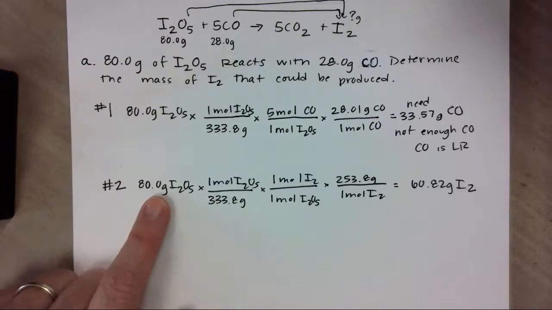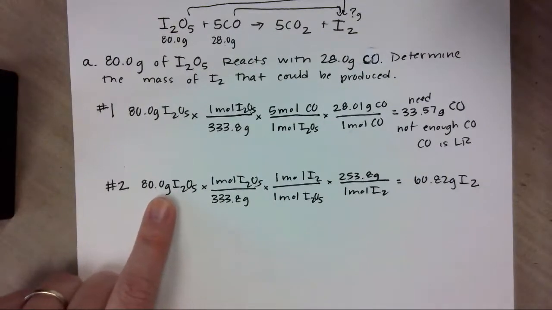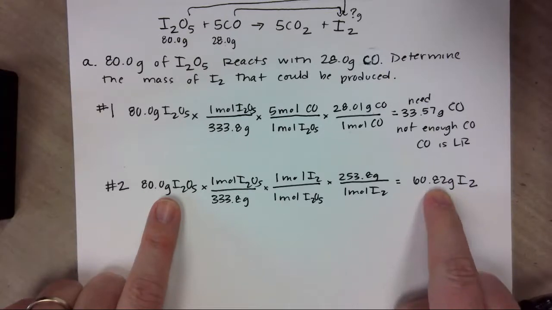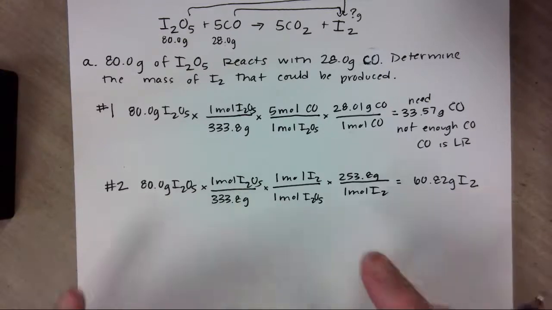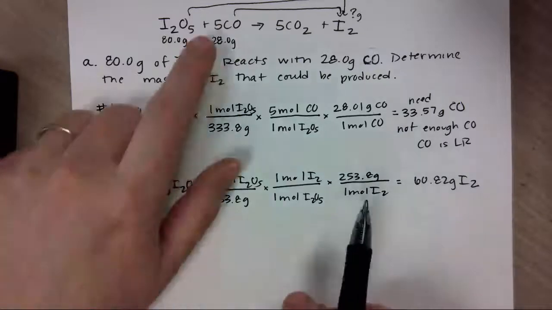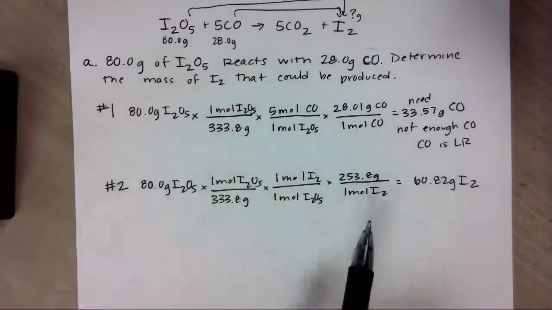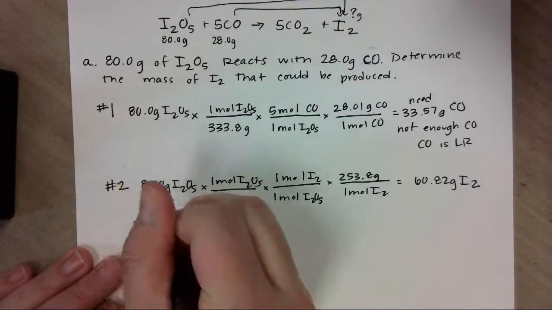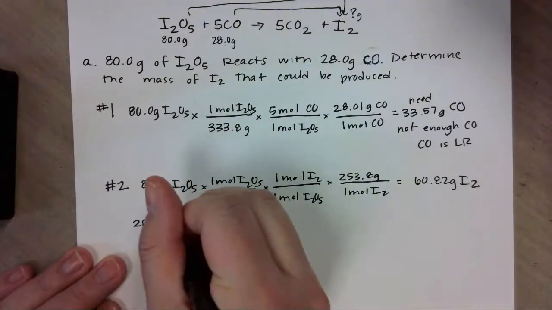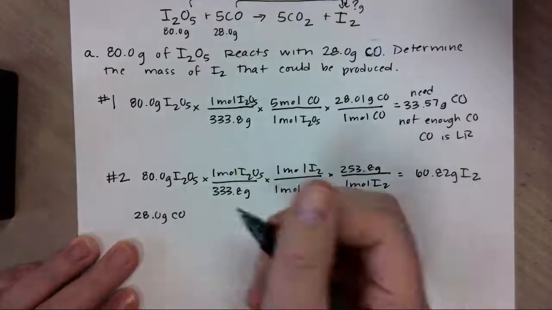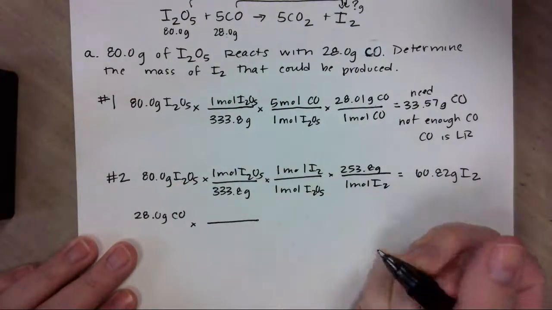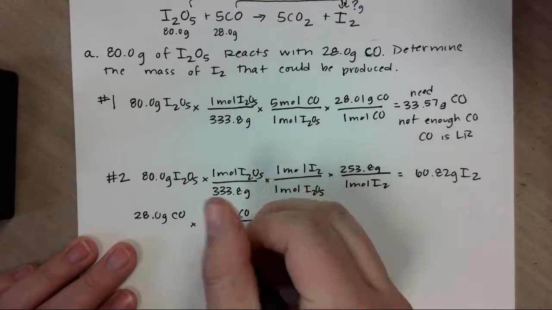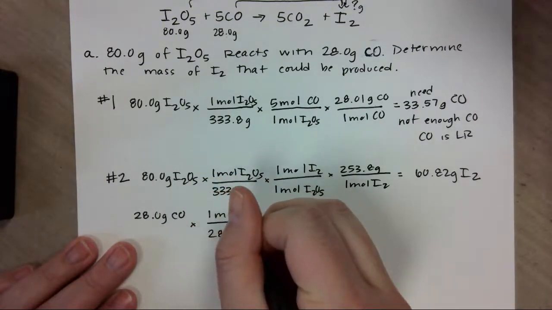It tells me that if every single last little tiny gram of I2O5 reacts, I should expect to get 60.82 grams if I have unlimited other reactant. So if I have excess of this carbon monoxide, then I'm going to repeat the stoichiometry using my mass of carbon monoxide. So I have 28 grams of carbon monoxide, and now I'm going to convert this to moles by using its molar mass. 1 mole of carbon monoxide is 28.01 grams.